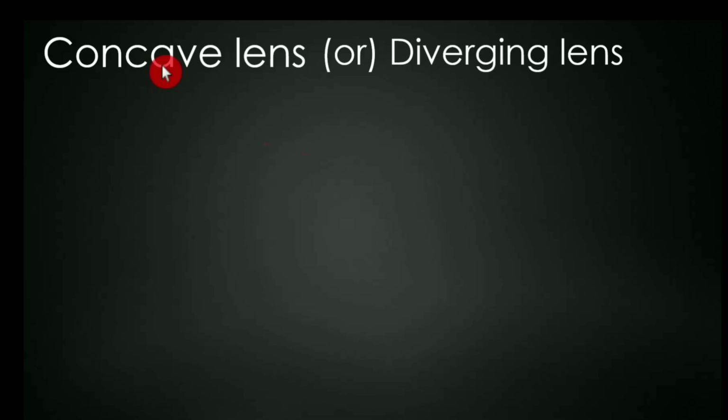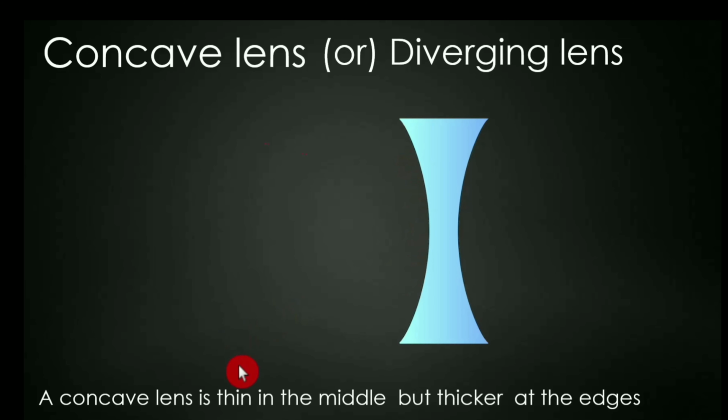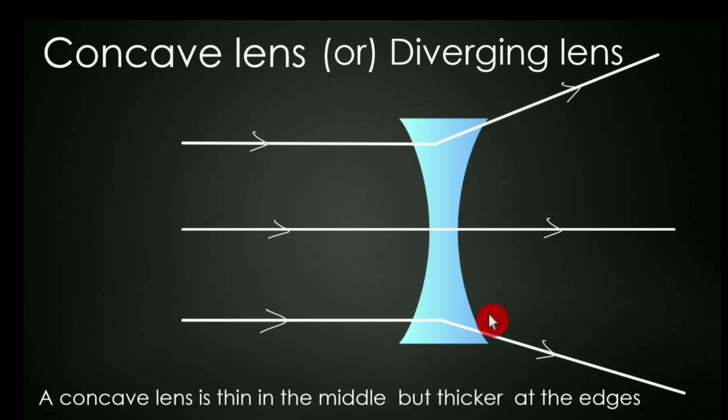The next lens is the concave lens. See this clearly, it looks like a cave. So a concave lens is thin in the middle and thicker at the edges. When a parallel beam of light rays comes and falls on the concave lens, it will diverge the light rays. See this clearly, it will diverge the light rays. So it is called a diverging lens. A concave lens is a diverging lens.